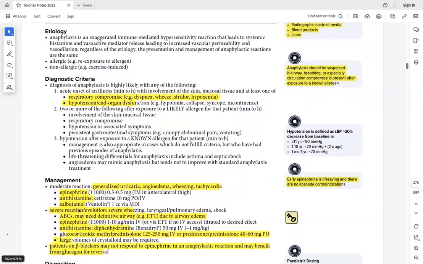And what do we do? We admit the patient. After giving the epinephrine, if the patient is perfectly fine, we counsel the patient that there can be another reaction within the next 24 hours, which is called a biphasic reaction. So keep an eye on that.